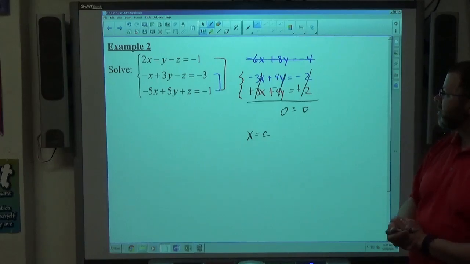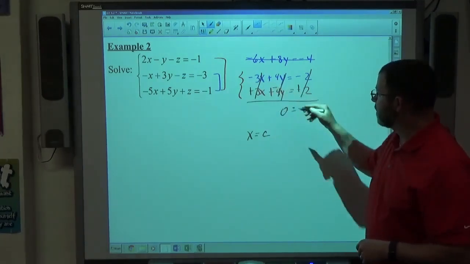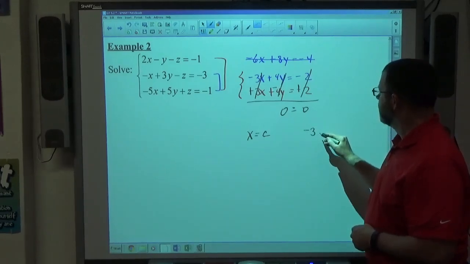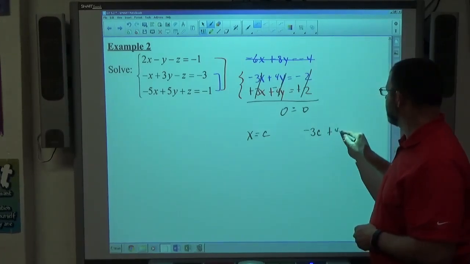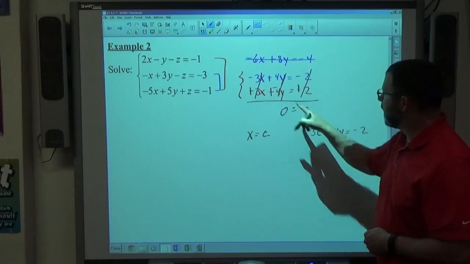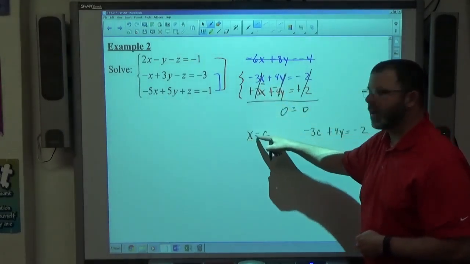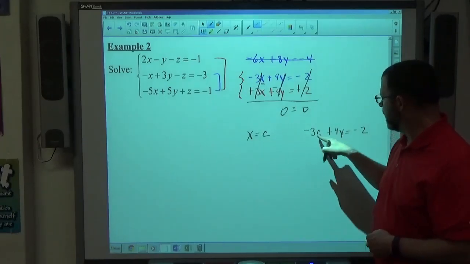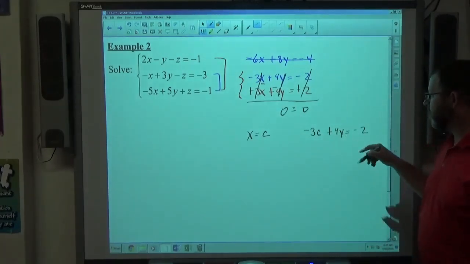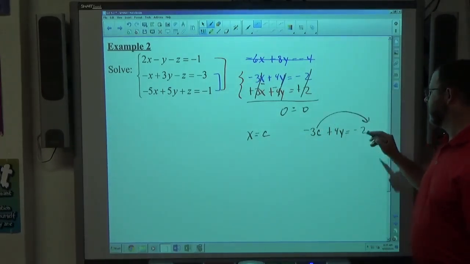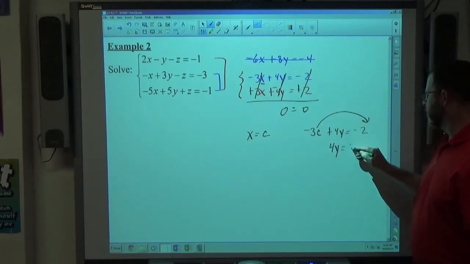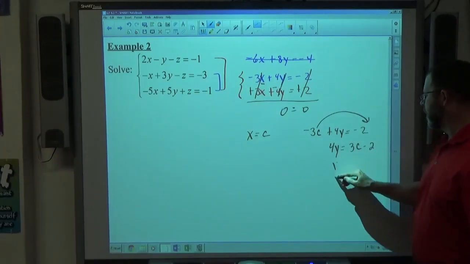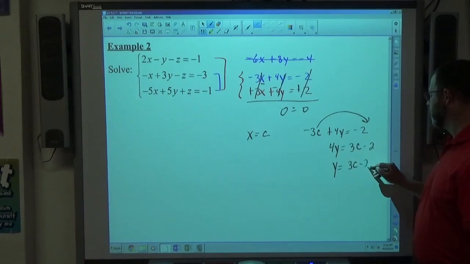If x equals c, I go back to those equations up there. I'm going to take negative 3x plus 4y is equal to negative 2. So again, it says negative 3x, but we're calling x c. We're getting a c response for each answer. So x becomes c. Now I want to get y equals something about c. So move the 3c over here. 4y is equal to 3c minus 2. So y is going to equal 3c minus 2 divided by 4.